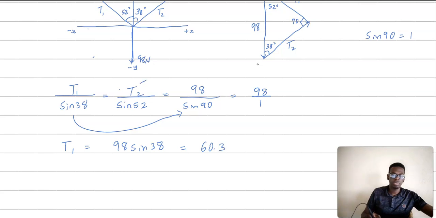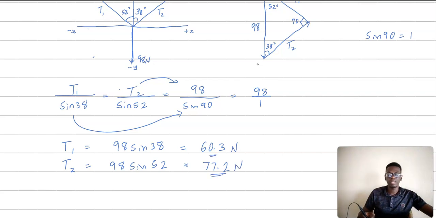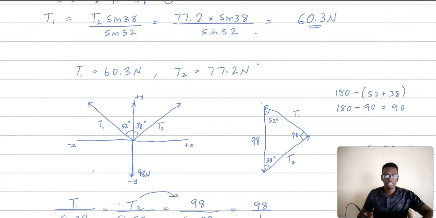And for T2, we equate the second and third terms, and that is T2 equal to 98 sine 52, which is equal to 77.2. These are forces, so they have units of Newton. And this result, T1 equal to 60.3 and T2 equal to 77.2, is the same as our previous result.